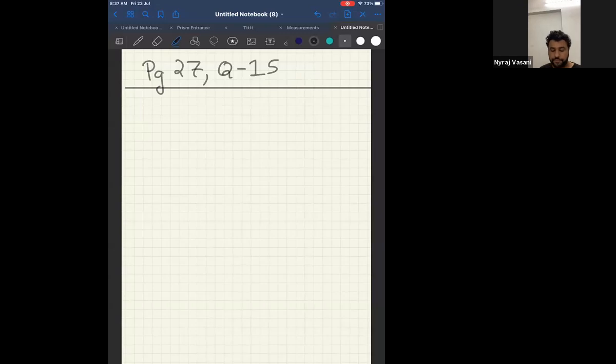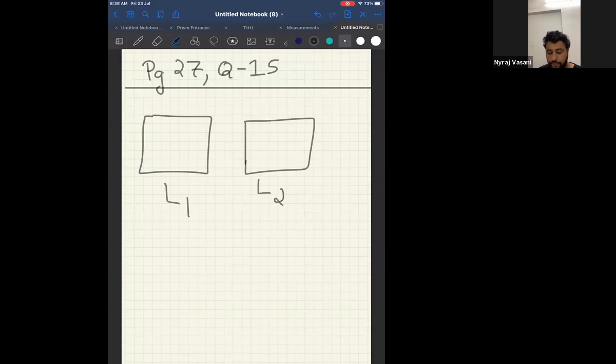Okay. Now, two identical metallic square loops, L1 and L2, are placed next to each other with their sides parallel on a smooth horizontal table. Loop L1 is fixed and the current increases as a function of time. Now just imagine the current is going in clockwise direction.